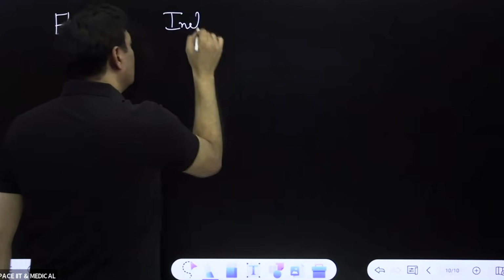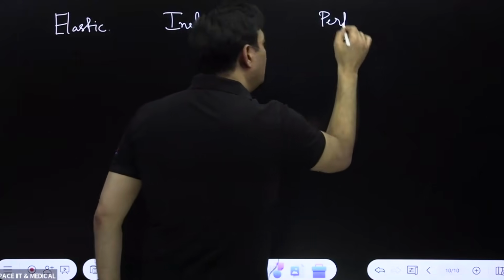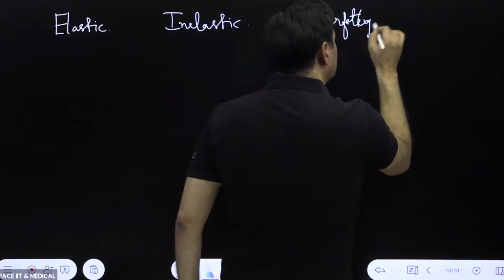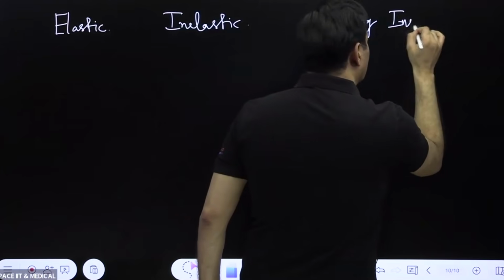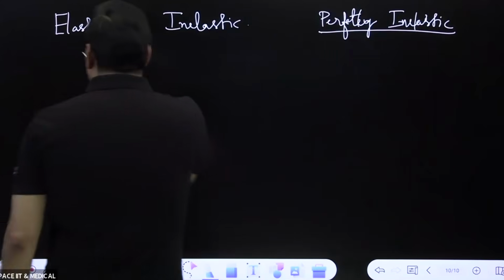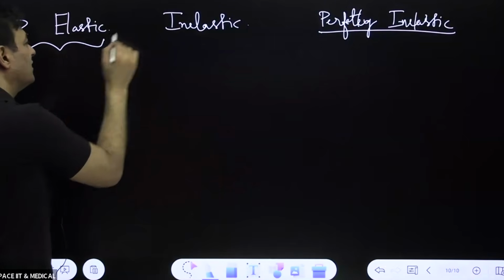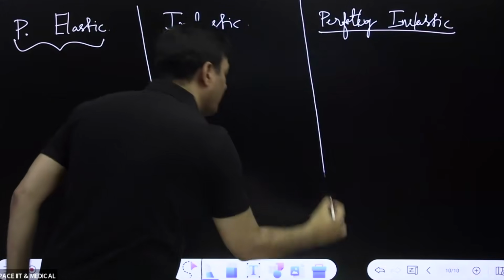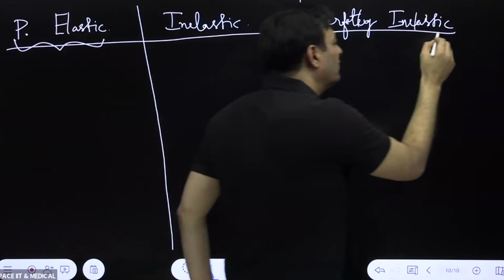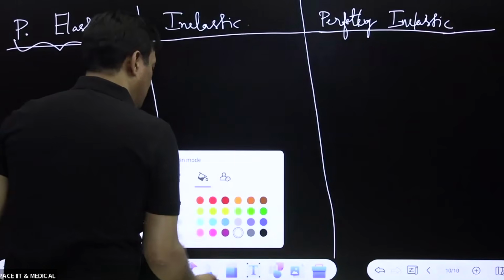inelastic, and perfectly inelastic. Okay. Elastic can also be written as perfectly elastic or just elastic. Now, let's understand how do you identify what will happen in which kind of collision? Okay. What is the pehchan?